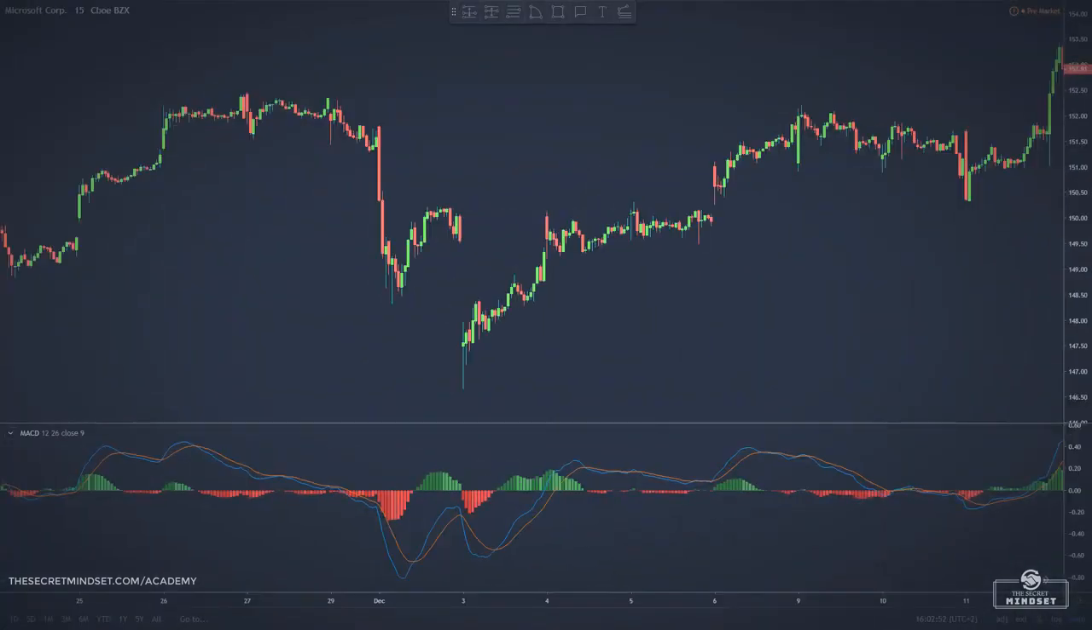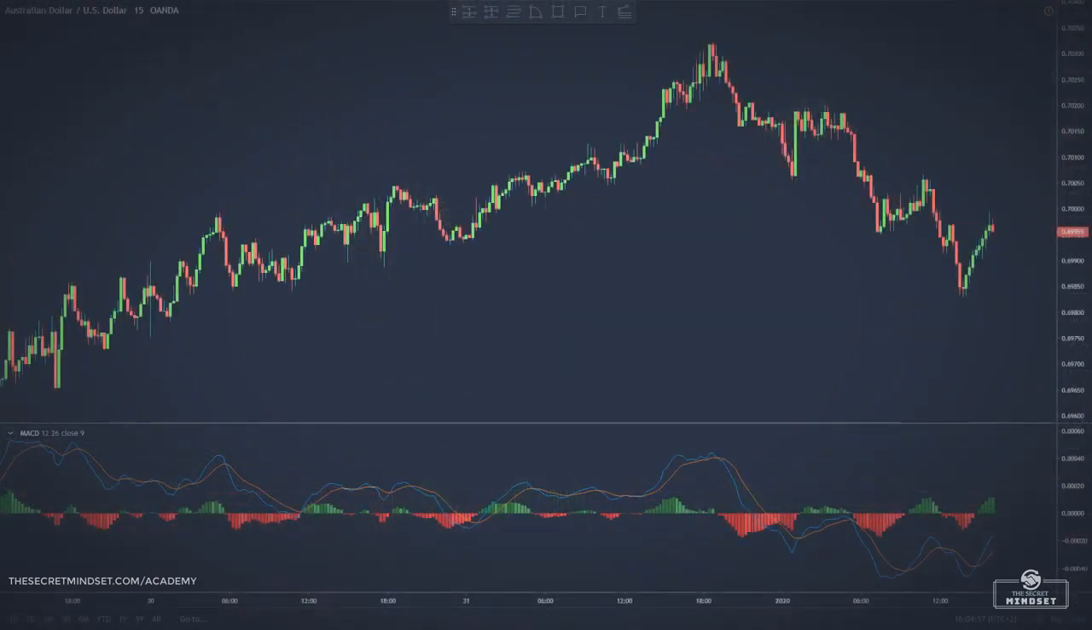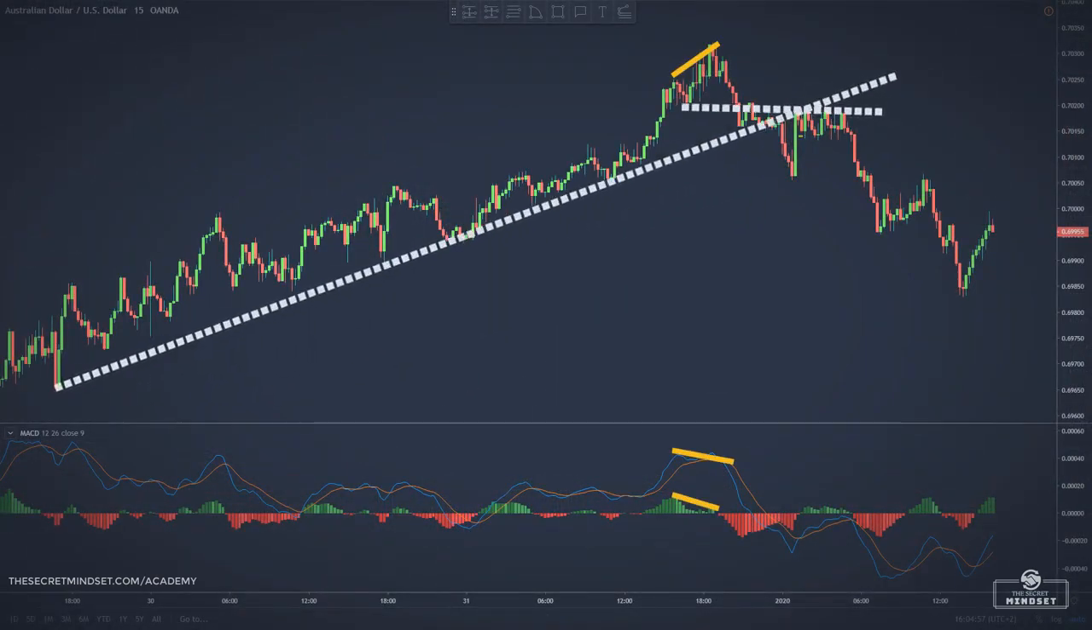The same pattern, but on a downtrend. The histogram divergence, the MACD line divergence, a higher swing high, and the downslope trendline breakout. Perfect entry. Here are other examples of double MACD divergence trades.